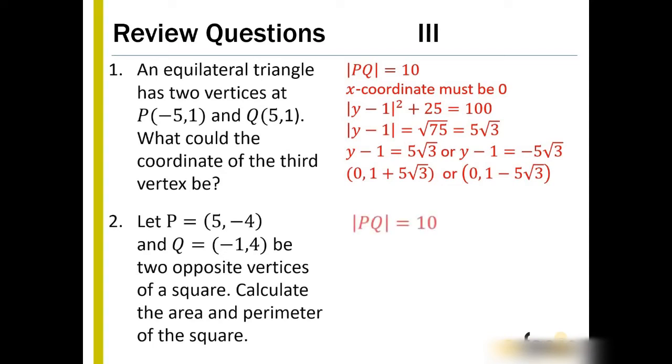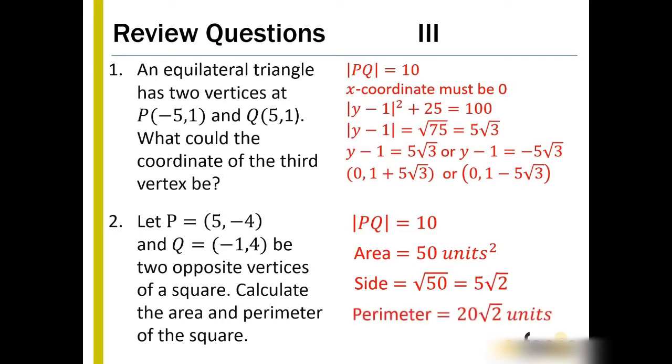For question 2, the distance from P to Q is 10. The area is 50 units squared. The side length is the square root of 50, which is 5 root 2. And the perimeter is 20 root 2 units.